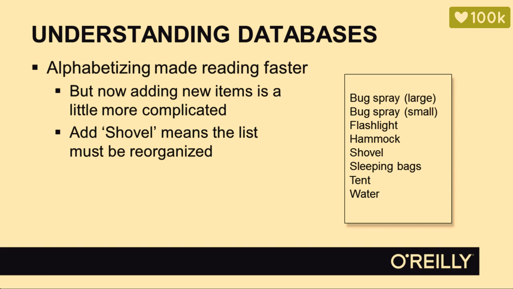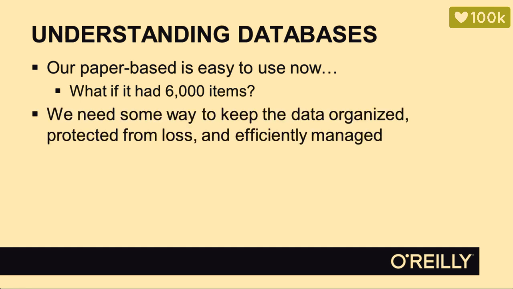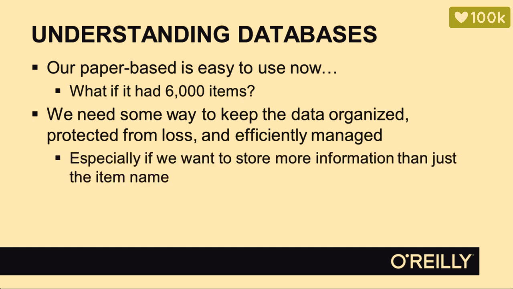These issues are going to come back to you over and over and over with some of the required responsibilities you have as an administrator. Our paper-based version is easy to use now. But what if it had 6,000 items? Okay, we can't just read through it and look for duplicated items. We need some way to keep the data organized, protected from loss, and efficiently managed. And especially if we want to store more information than just the item name. What if we were storing the cost of these, the location, the weight, the color, those sorts of things? It starts to get much more complex.